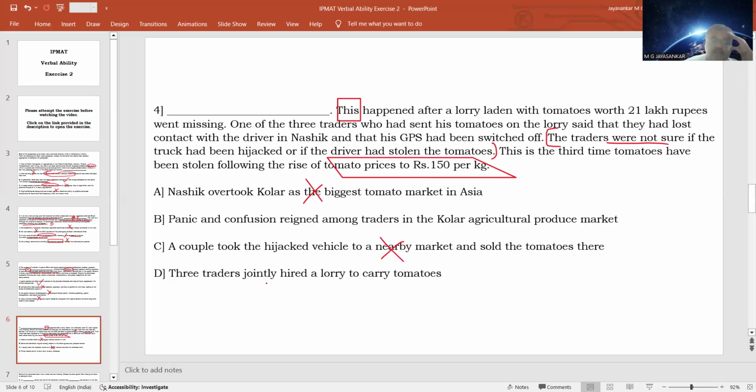Option D, three traders jointly hired a lorry to carry tomatoes. So this happened after a lorry laden with tomatoes went missing is wrong. This happened before. So this hiring of the lorry should have happened before the lorry disappeared. So this option again is wrong. So option B is the only correct answer, which says that the traders started panicking after a lorry laden with tomatoes was found missing. So this is why option B is the correct statement to fit it.